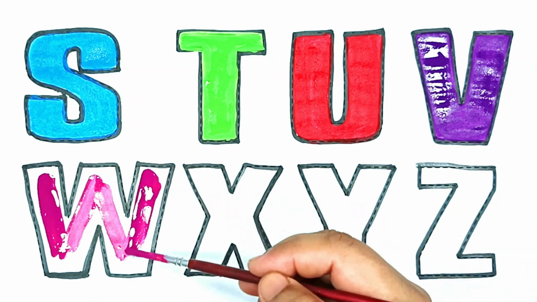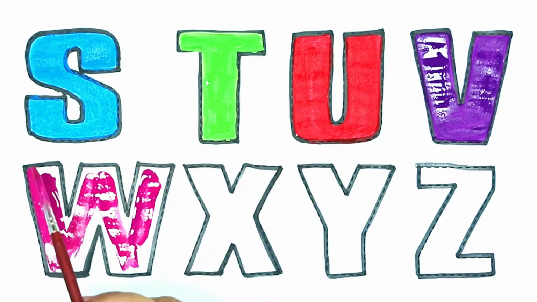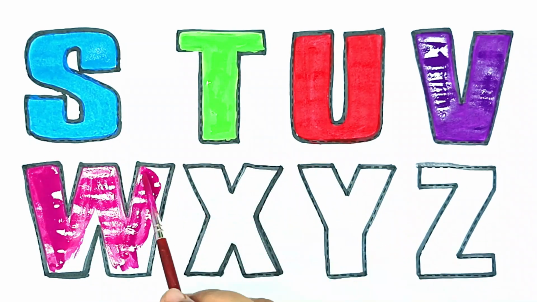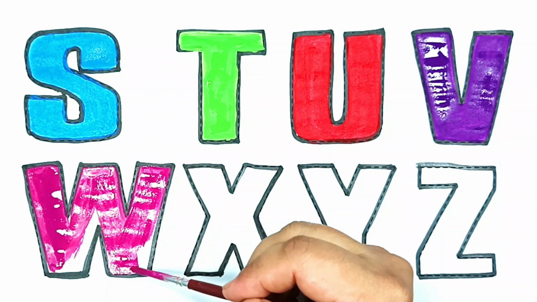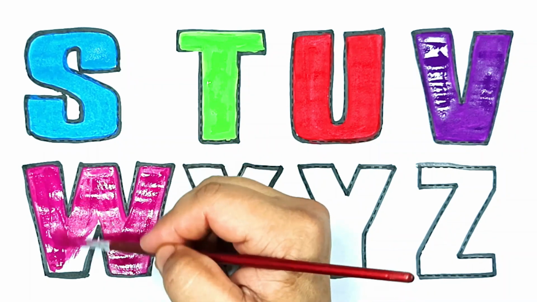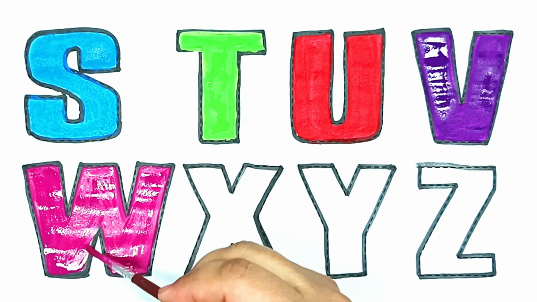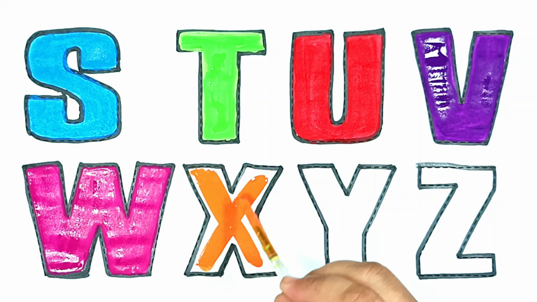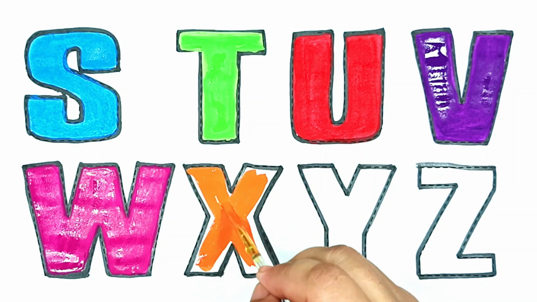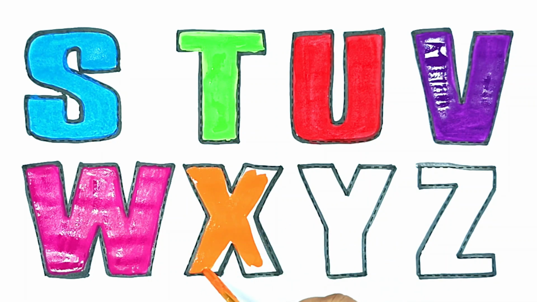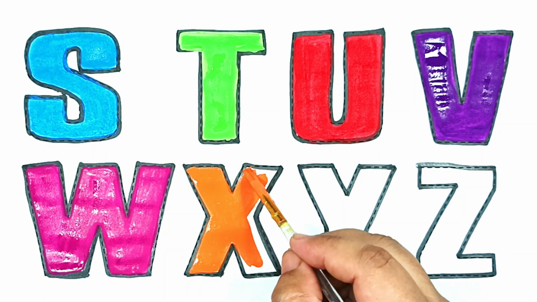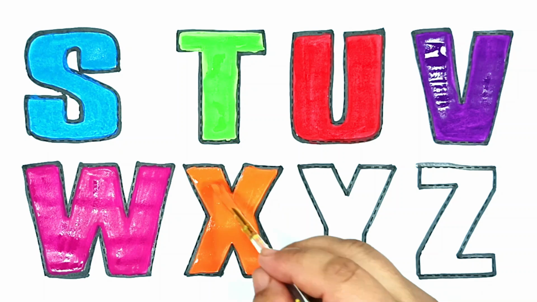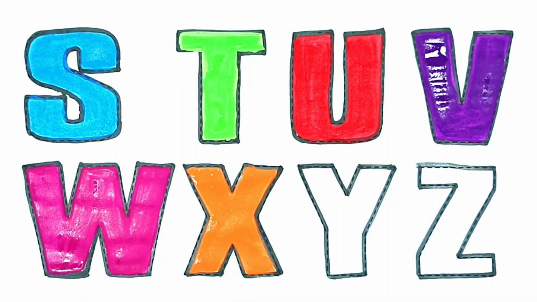W for whale. W for watch. W is for wishes, you make every day. X, X for fox. X is for xylophone, play it today.